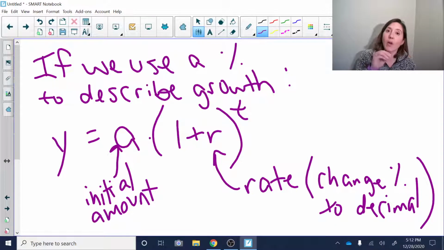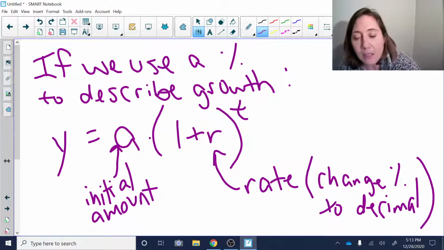Now let's talk about that 1. 100% is how much you start with. The original amount would be 100%. So if I had to begin with 100% of something, what's the decimal form of 100%? Move the decimal over 2 spots. That would be 1. So if you start with that original amount, 100% of it, 1, and add to it, it's going to grow. Tomorrow we'll see decay, and we'll subtract from it, and that'll make it shrink over time.